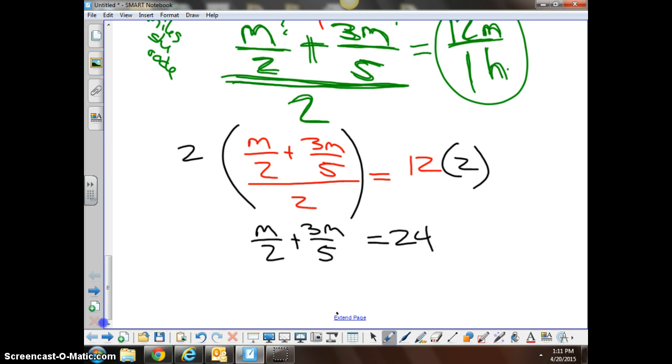Yes, no? So this 2 canceled this 2 out. That's all we really did there. Looking a little bit better? Yeah. Are we done? Do we still have a fraction? How are we going to get rid of our fraction?